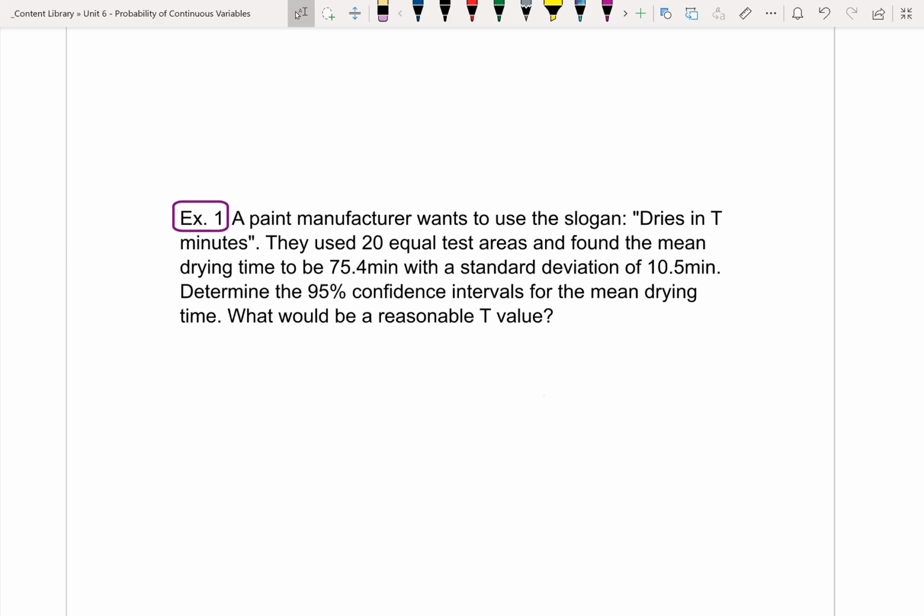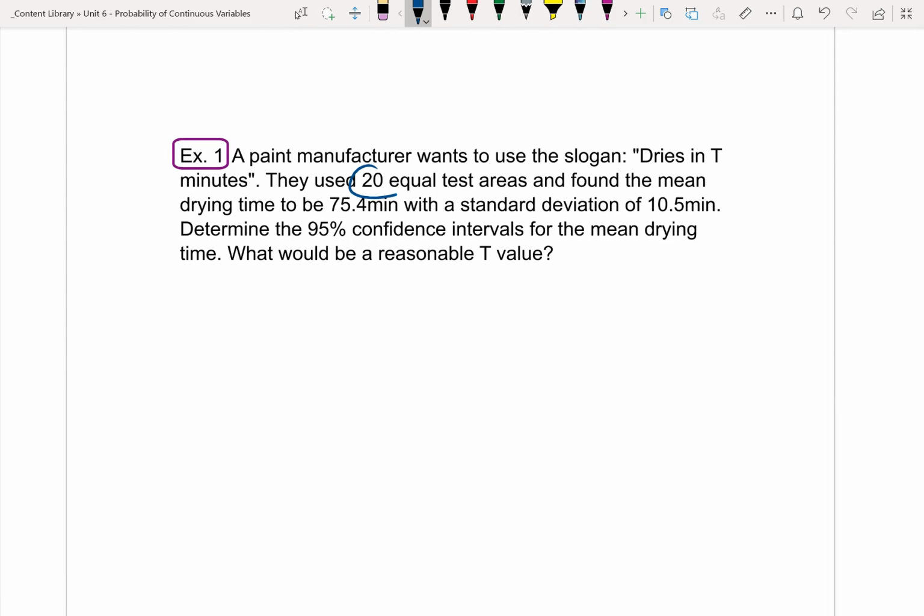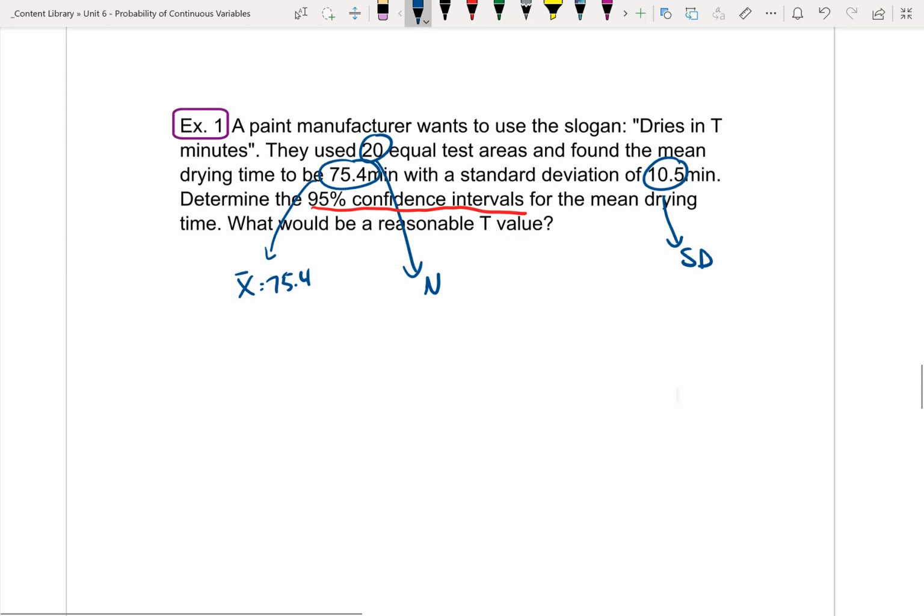So some things to take out of this problem. We have 20 equal tests, so this is the total number of data. I have the 75.4 minutes, which is my x bar, or the sample mean. I have my standard deviation, the 10.5, and I know that I'm looking for the 95% confidence interval. So that 95% will tell me the z-score.